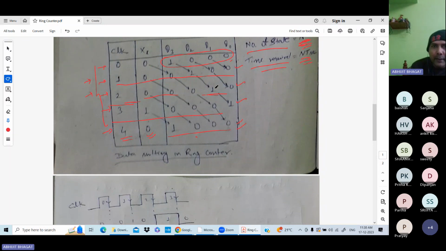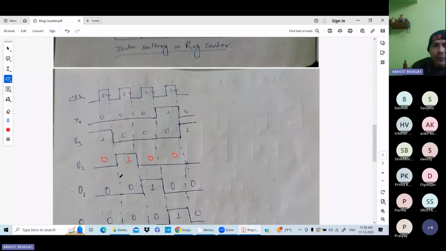Same for your Q1, you can see Q1 at clock 0 is 0, at clock 1 it is 0, at clock 2 it is 1, and after that it is again 0. Your Q1 is 1 at clock 2. Before that it is 0, after that it is 0. This is the waveform.